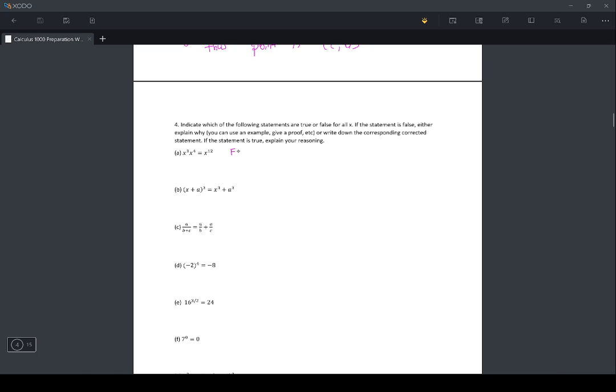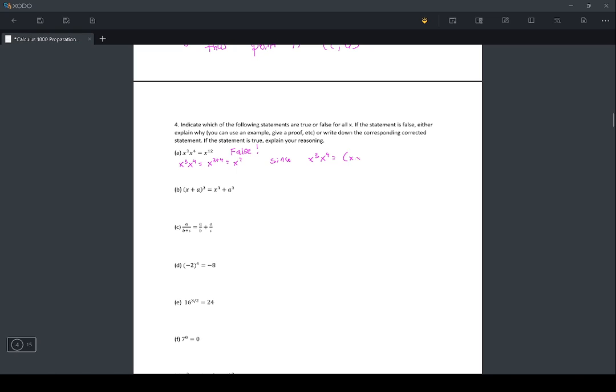This is a false statement. X to the 3 times x to the 4 is equal to x to the power of 3 plus 4, which is x to the power of 7, not x to the power of 12. Here's the reasoning for that. X to the 3 times x to the 4.